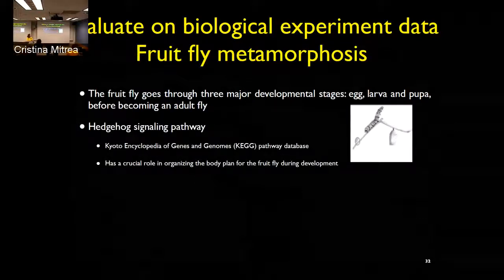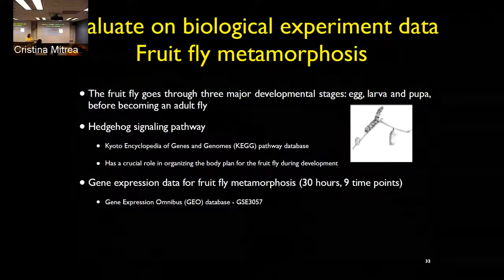So we used the data from the developmental stages, and then we used a hedgehog signaling pathway from a pathway database, which is called Kyoto Encyclopedia of Genes and Genomes. And we chose this pathway because it has a crucial role in organizing the body plan for the fruit fly during development. So that is a process that is relevant for our phenomenon.